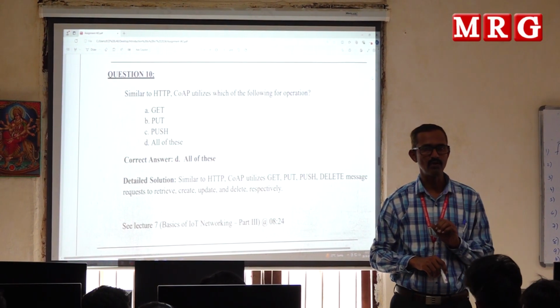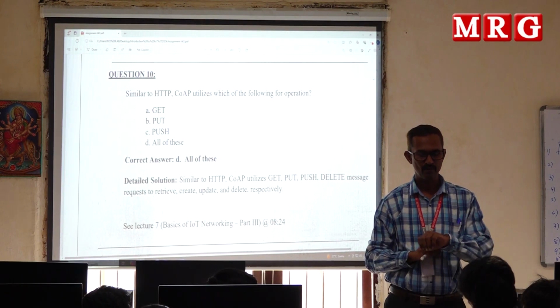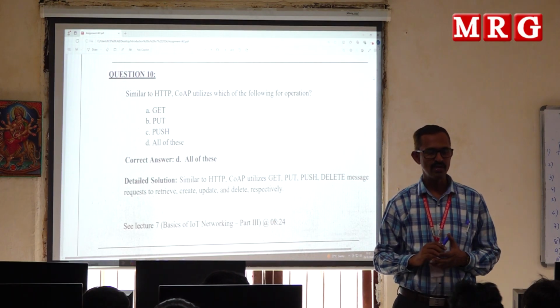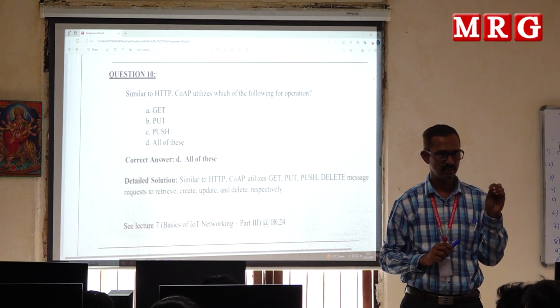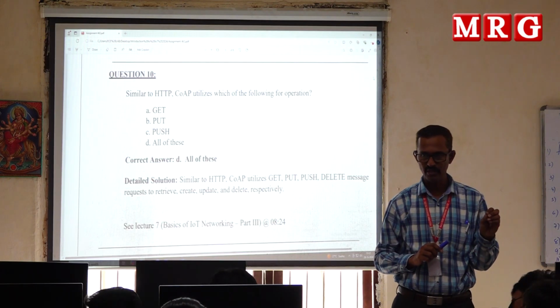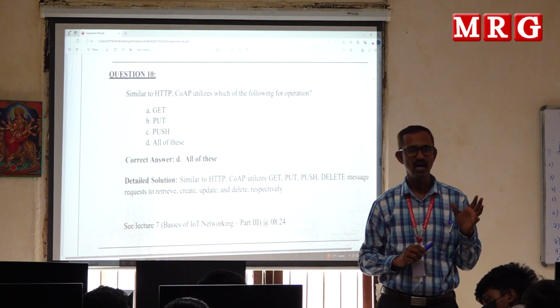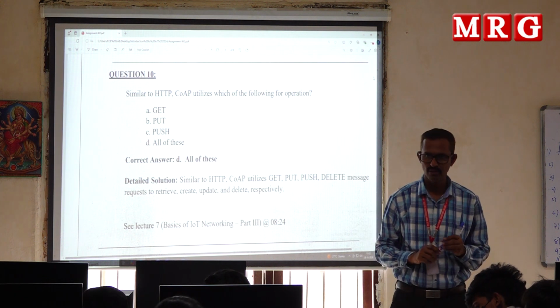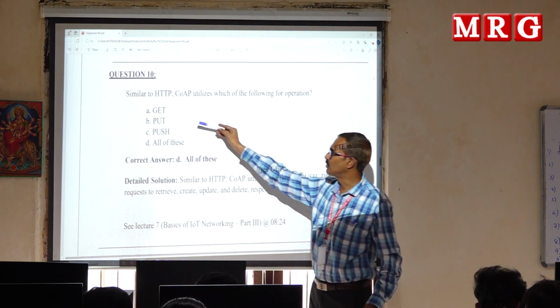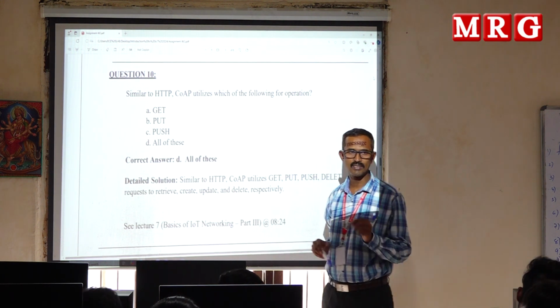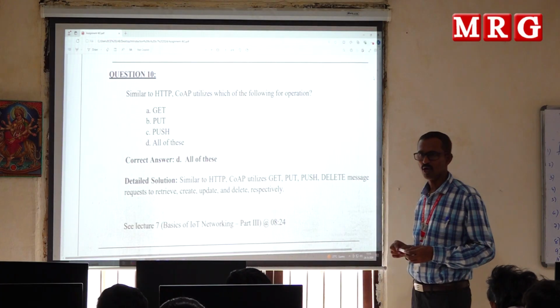What are the constraints in our IoT networks? Less power, less memory, less processing, small in size. All protocols are constrained application protocols. So these methods are used: get, put, push. Small methods are used in this protocol.